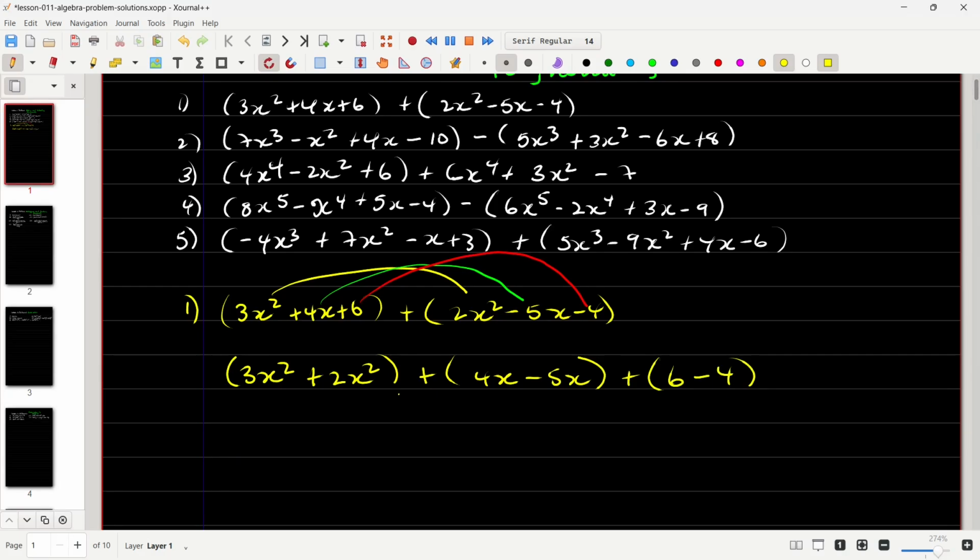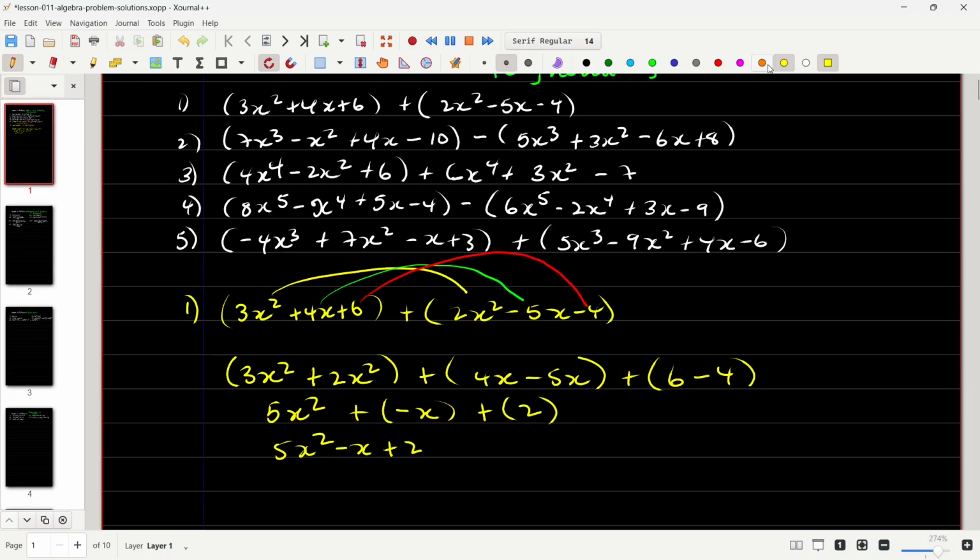And that's all working. So we combine these. This is 5x squared, minus x, plus, and then this is 2. So the final answer is 5x squared minus x plus 2.